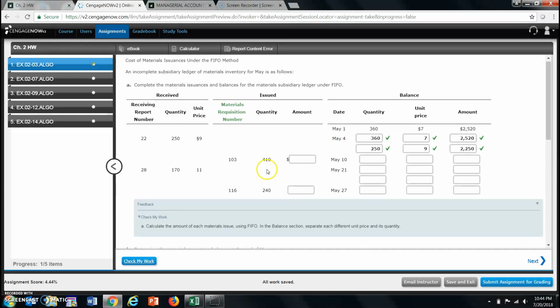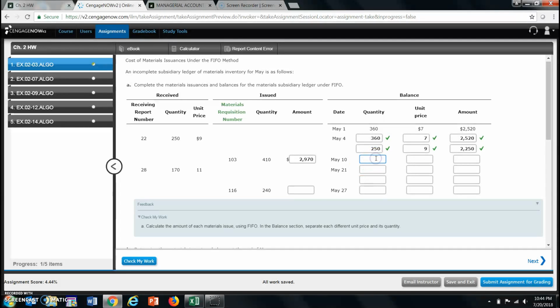Okay, so I've used up that whole layer. That's now gone. But I needed more than 360. I need 410. So I need an additional 50. So I go to the remaining layer of 250, and I will take 50 at $9 out. That's $450. So that's $2,970 if you add up those two figures. But now what's remaining? So that's my cost of goods sold, or cost of materials issued for this particular problem.